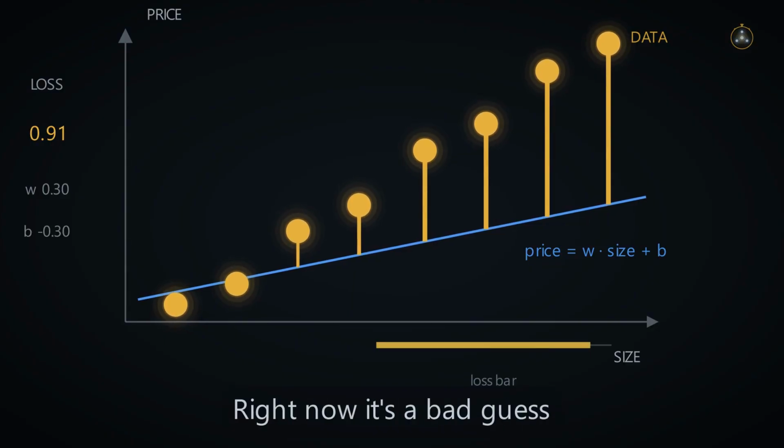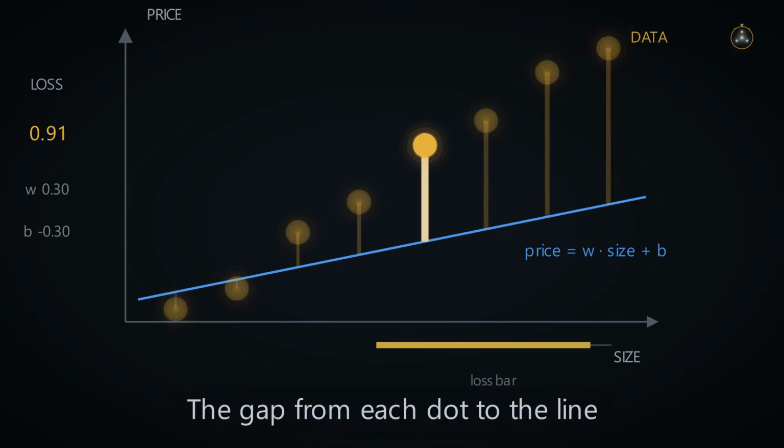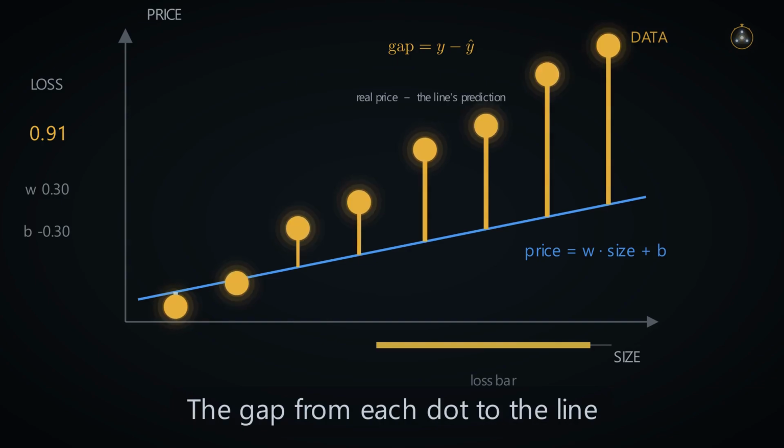Right now these two knobs are a bad guess. The line sits too low and too flat, under most of the dots. Before we can fix it, we need to measure exactly how wrong it is. Take one house. The line guesses this price, but it really sold up here. That vertical gap, guess versus truth, is the error for this house. It's the residual. Then every dot raises its own error stick.